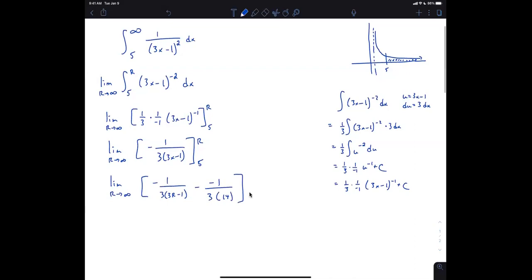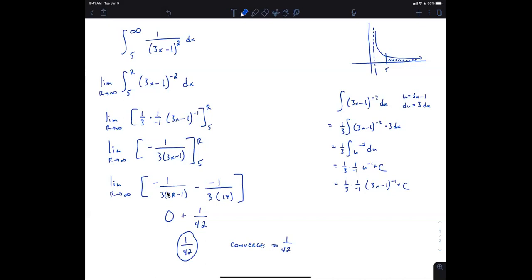And now we look at the limit as R goes to infinity of that. If we look at what happens as R goes to infinity, 3R minus 1 goes to infinity. 3 times that goes to infinity. -1 divided by infinity goes to 0. And so we get 0 plus 1 over 3 times 14, which is 42. And so we get 1 over 42 here. And so this integral converges to 1 over 42.